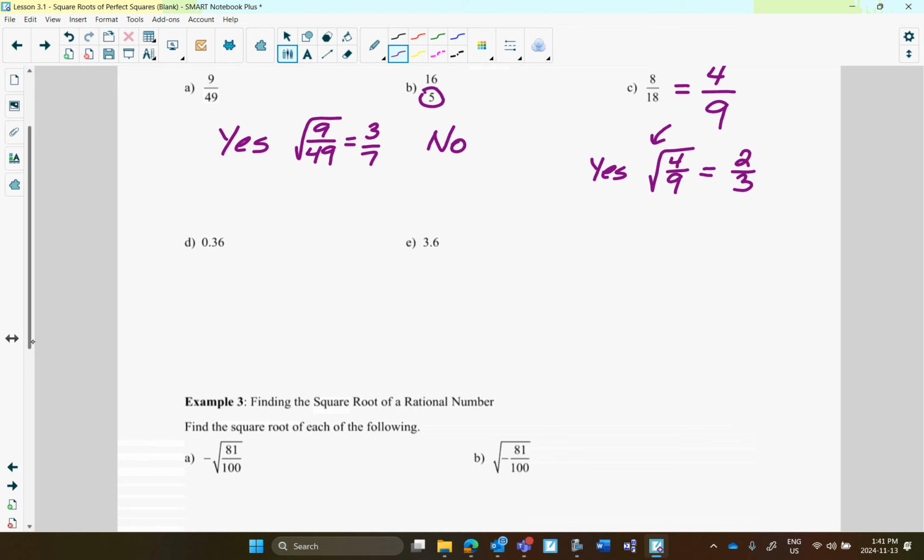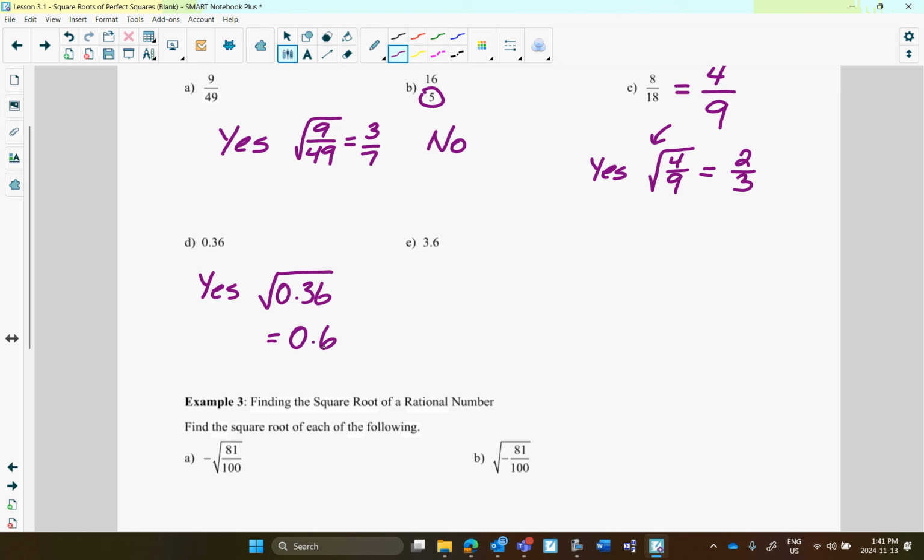Here, you might want to use a little bit of estimating and then use your calculator. Can I take the square root of 0.36 and get an answer? What do I get? 0.6. So this is yes, because the square root of 0.36 is 0.6.